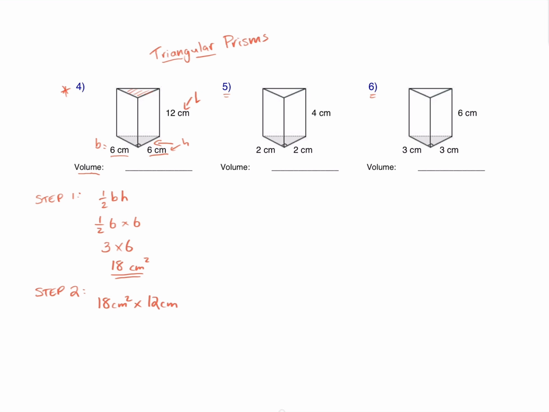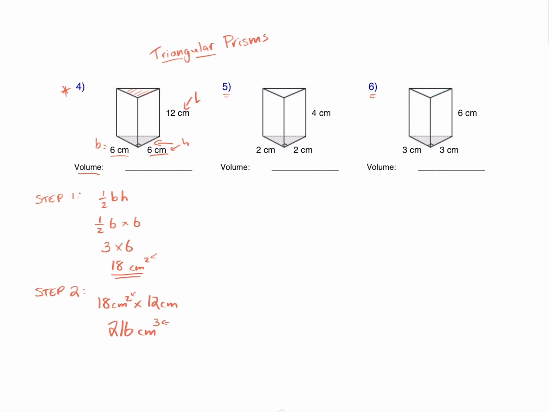You'll need your calculators for this, unless you're really good at mental math. So you multiply 18 by 12, and that gives you 216, and it is centimeters cubed. Because it's volume, we use one of these little 3s and call it cubed. When it's area, we use a little 2, like here and here, and we call it squared. But for volume, we use a little 3, and we call it cubed.